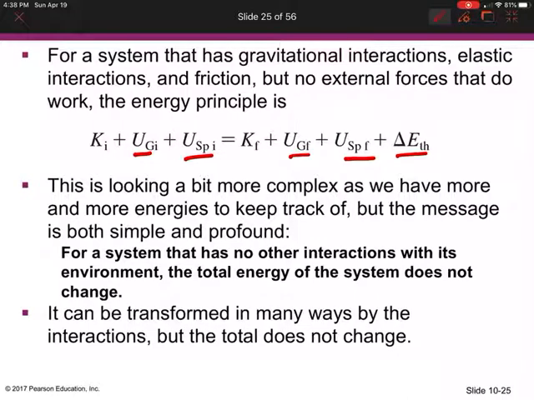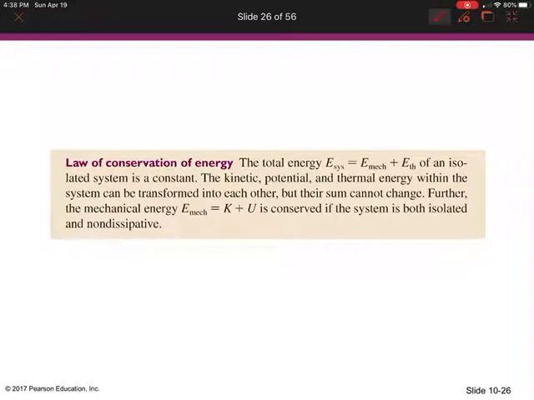It's starting to get kind of long, and it even says that this is looking a bit more complex as we have more and more energies to keep track of. But the message is both simple and profound. For a system that has no other interactions with its environment, the total energy of the system does not change. It can be transformed in many ways, but the total does not change. So we're still going to have the same total energy, which is this next slide, saying that even if you have all of these things, the energy of the system should still remain constant.